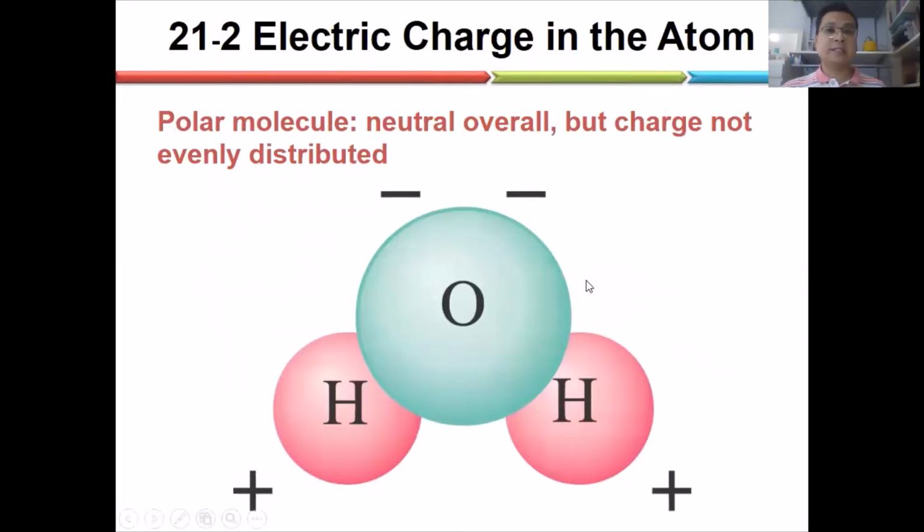Okay, electric charge in a polar molecule: neutral overall, but the charge is not evenly distributed. For example, HOH, this means H2O. The positive H will attract to the negative O, or oxygen. So two hydrogen atoms bond to one oxygen atom. This we call a molecule.